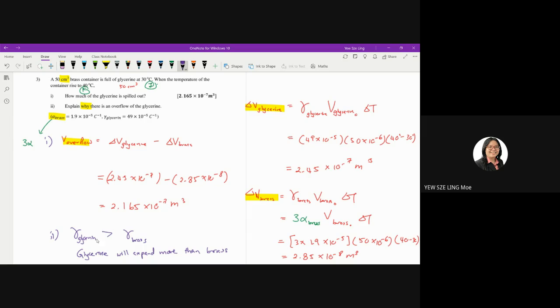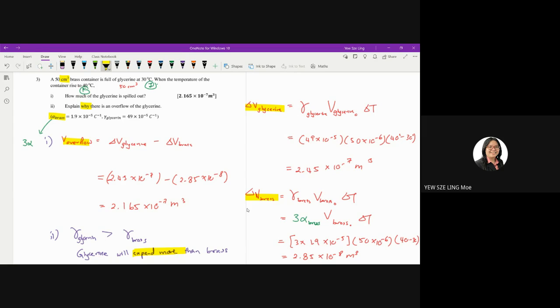So gamma glycerin larger than gamma brass. So it will expand more. So that is the keywords, okay? Expand more. So when you compare the two values, you compare two coefficients, you check which one is larger. Okay, so the same phrase, same words can be used to explain question 2 just now.